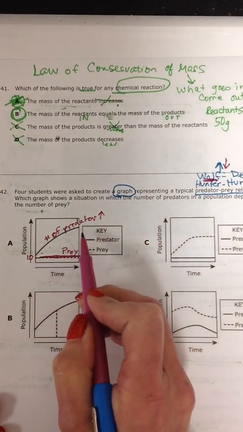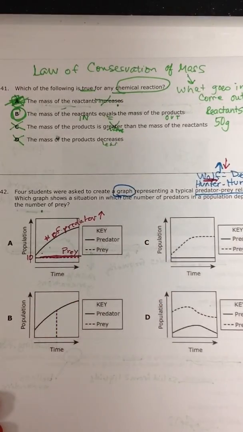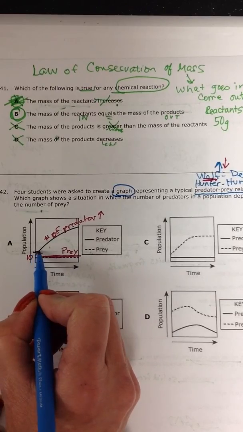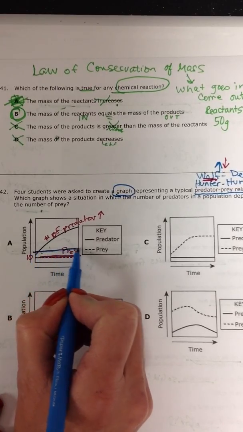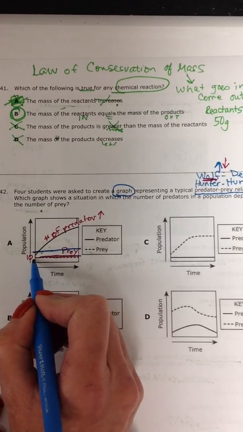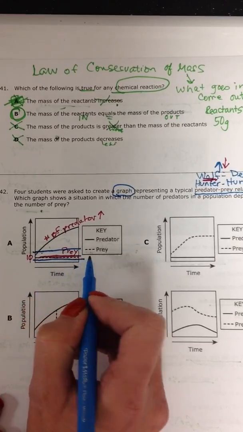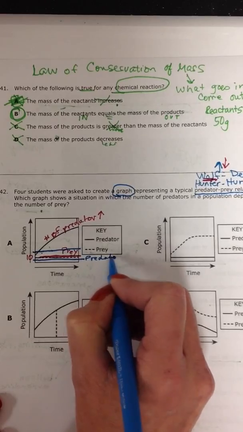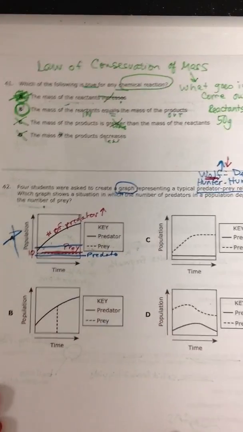Well, they can't go up because there's not enough prey. So realistically, if there's 10 of these, there's probably only so many predators that would go with it, probably less than 10. Probably here would be the line. That would be more realistic for the predator. So this graph is nonsense.